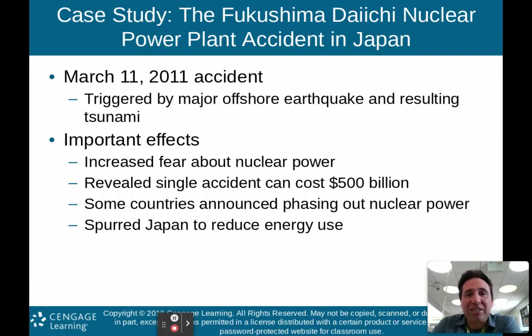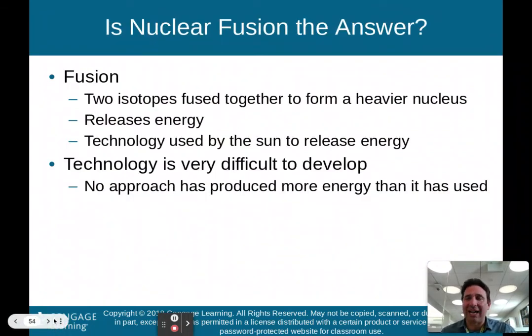Important effect, it increased the fear about nuclear power. It revealed a single accident can cost over $500 billion, which this one did. Some countries, again, announced phasing out their nuclear power after this accident, and this has spurred Japan to actually reduce its energy use. So, again, these were the effects, and since then, we've seen nuclear power take a bit of a dip in public perception. Again, we'll see how that goes down the road.